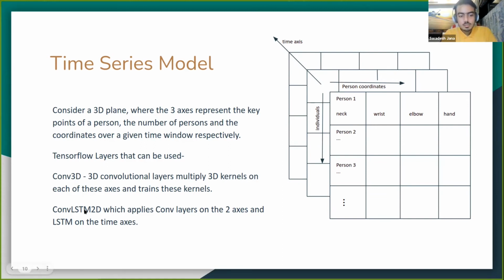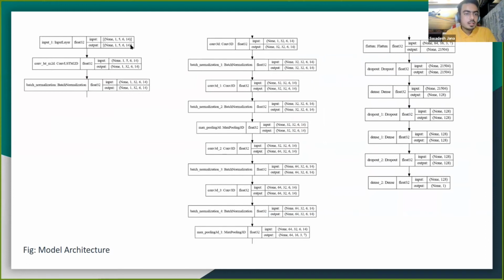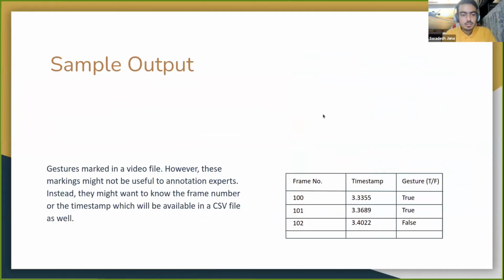And what is ConvLSTM2D? LSTM itself is a topic in its own right, so I'll leave that. What ConvLSTM2D does is that it trains Conv2D layers. So 2D means these two axes, and LSTM is working on this axis. I'll continue with this much information. And this is the model architecture that I am currently using, and I won't dwell much on it. We can discuss it in the question and answer session if required.